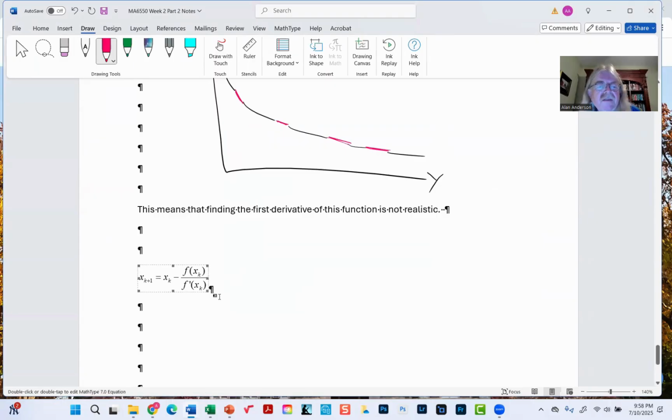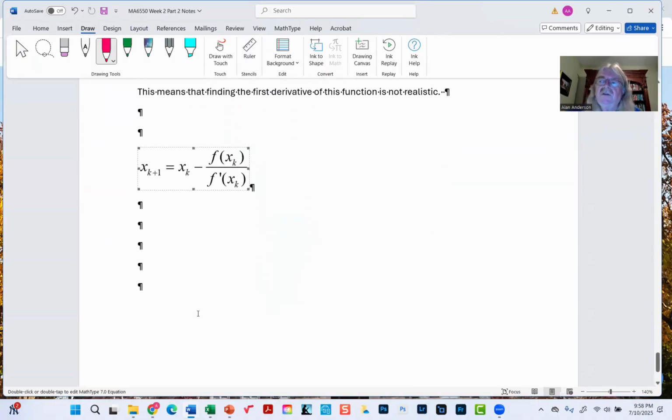In other words, for each x, xk we're going to call it, to get to the next x, to get closer to the root, we're going to take the current xk, as it's called, and subtract the ratio of the function evaluated at that point over the first derivative evaluated at that point.